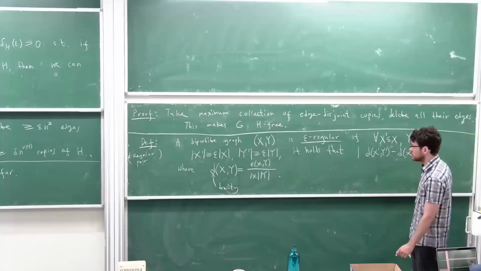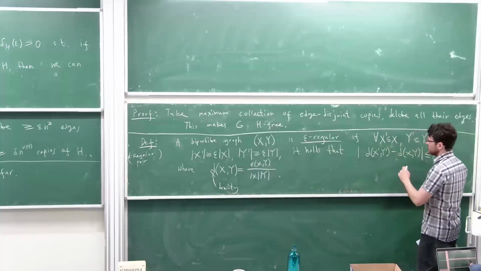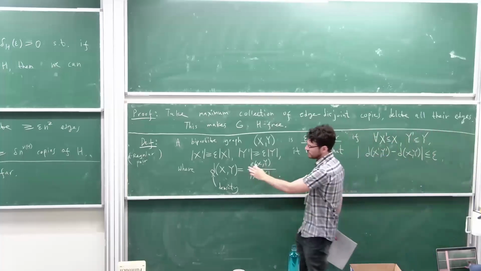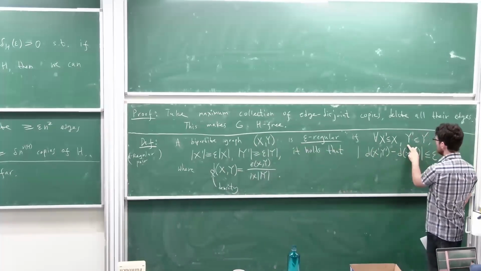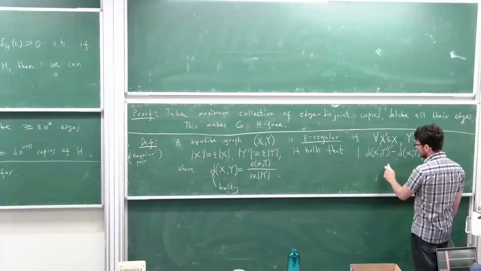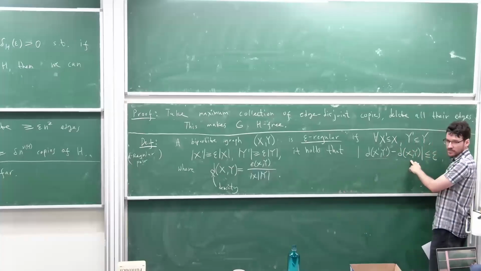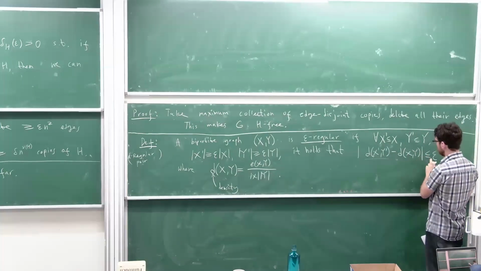So what is this definition saying? It's saying that XY is epsilon regular if whenever I take a big set in X, so X prime is kind of big, at least epsilon times X, and another big set in Y, so Y prime, the density between X prime and Y prime is essentially the same as the density between X and Y. So these two densities differ by at most epsilon.